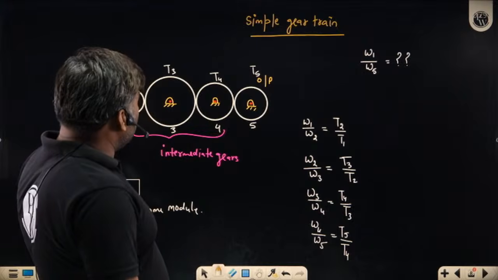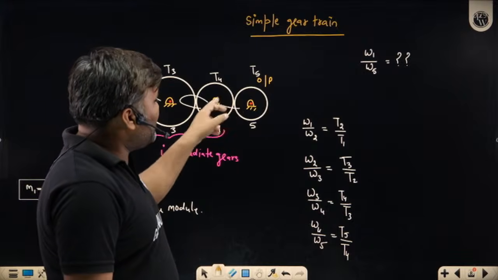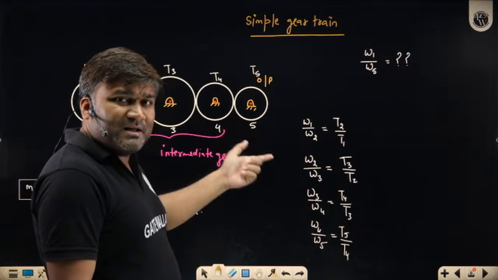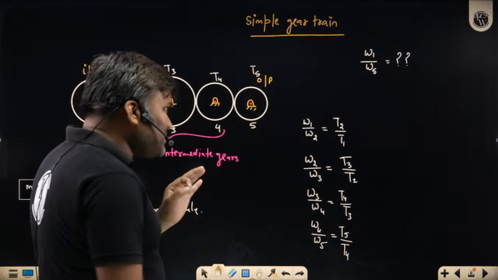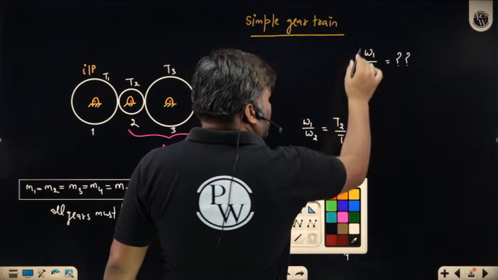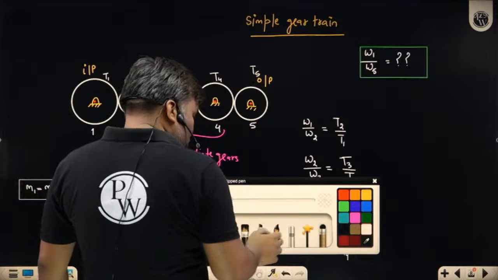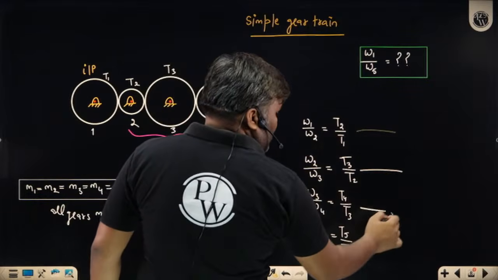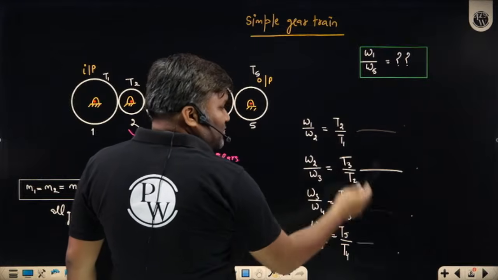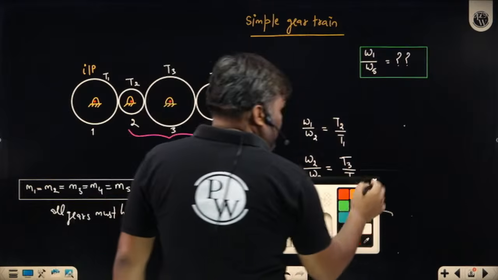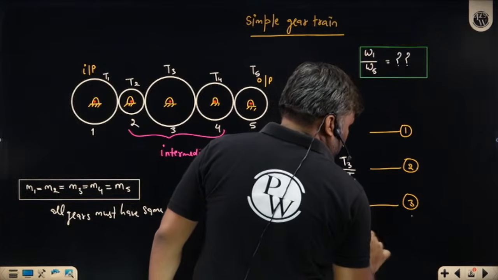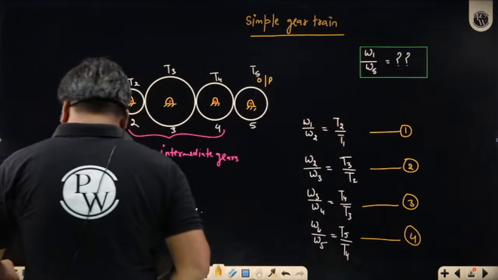Sir, for each individual pair I have got the velocity ratio, but I am not interested in this. I am not interested in the velocity of the intermediate gears. I am interested only in the value of omega 1 by omega 5. How can I find this? Sir, do one thing. You have these relations, there are 4 relations: equation 1, equation 2, 3, 4. Just multiply all these equations.